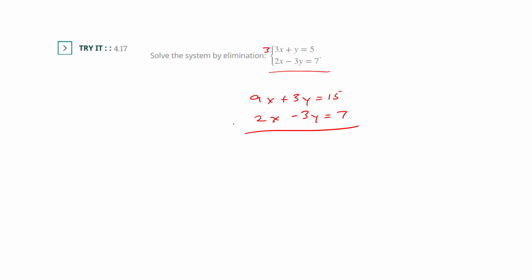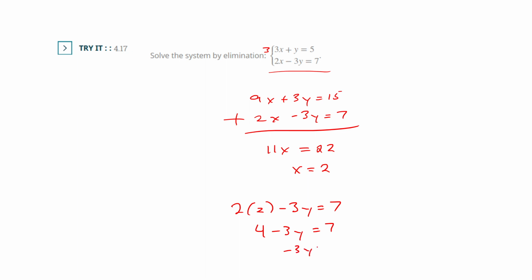Okay, do you see that I've now created something that with my giant addition problem, these will drop out? I'm going to have 11x equals 22. So x must be 2. Now put that into either equation. It doesn't matter. I'll put it into the bottom one. So y is going to turn out to be negative 1. Now, put that into either, oh, I've already done that. Forgot where I was. So I've got everything now. I've got 2, negative 1, and that's the solution to the system. That's where they intersect.